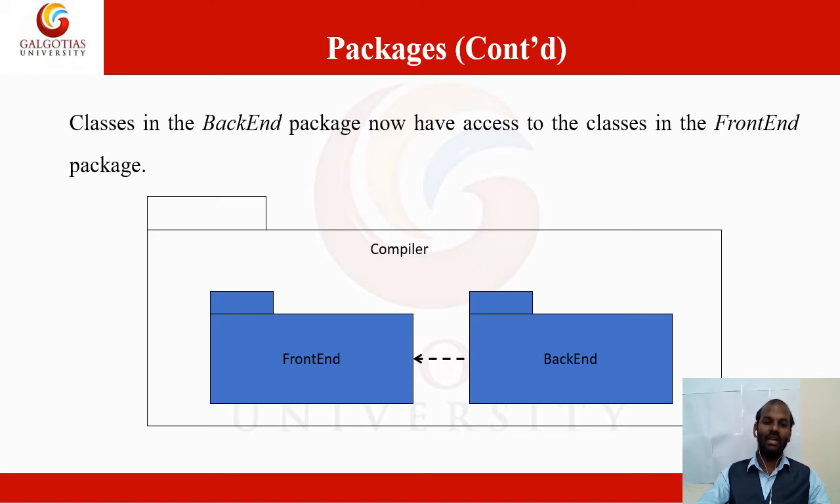Here we have a front end and a back end in a package diagram. These two are communicated through a dependency relationship. Dependency is the relationship used to link the front end and the back end within the package named compiler. So inside the compiler package I have inserted two different packages, and these two packages communicate using the dependency relationship.